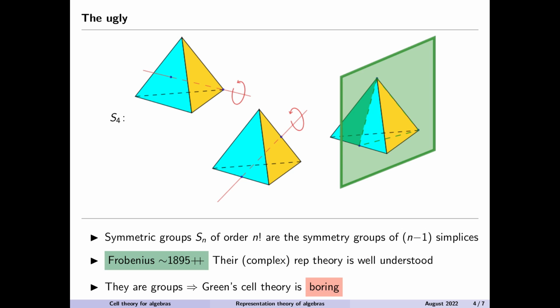Okay. So let me do the ugly, which still works, but it's much more complicated. I would like to think about the symmetric group, and I would like to apply cell theory to the symmetric group. Which sounds very ridiculous because I told you yesterday it's a group. So cell theory is pretty boring. But I will use the linearity here. I will choose a different basis and do exactly the same, and I get a cell theory picture for the symmetric group. So I can also do the symmetric group.